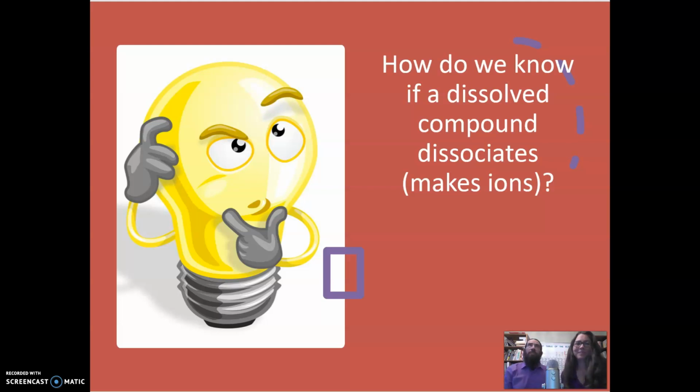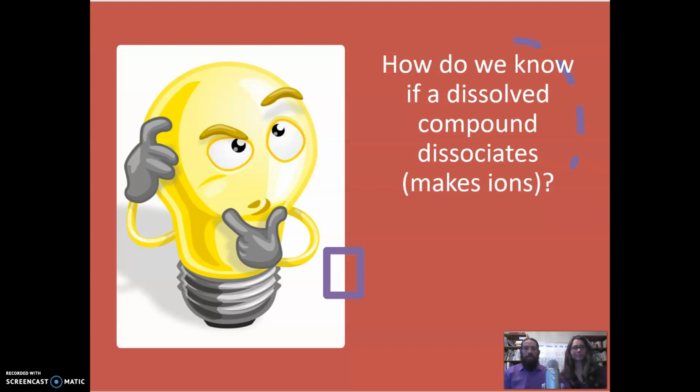So before we go right into a definition of electrolytes, we want to know how do we know if a dissolved compound dissociates? Now, in the previous lecture, we talked about dissolving and dissociation, and we said if something dissociates, it'll make ions in solution. So we need to have an ionic compound that will dissolve to dissociate. So a molecular compound may dissolve, but it won't form ions. So how do we know if this compound makes ions?